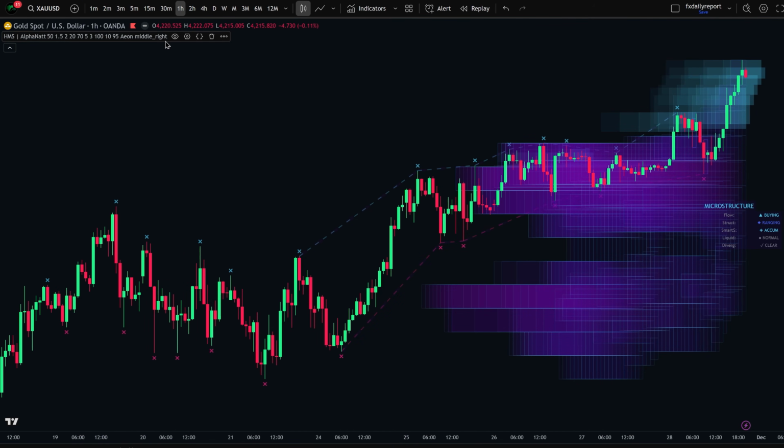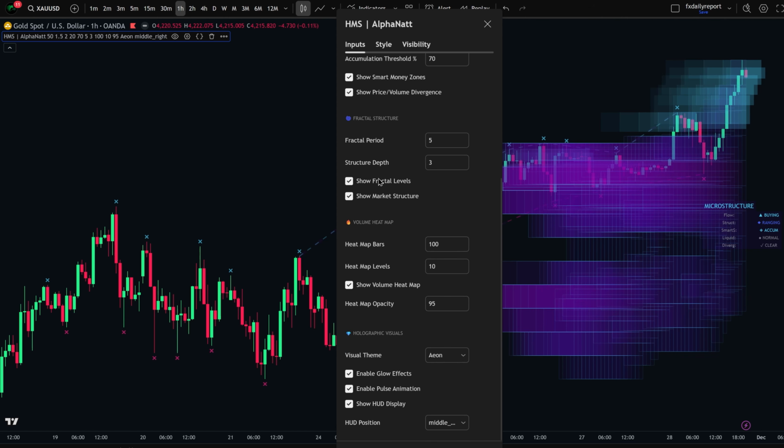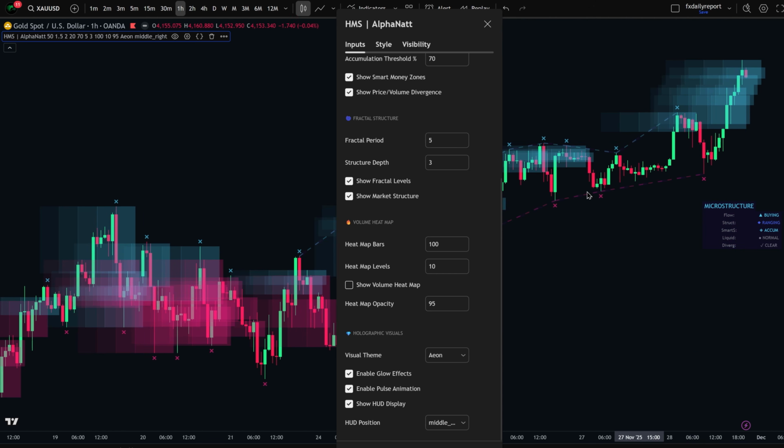So now, let's go into the indicator settings, and we're actually using the default settings here. The first thing you want to do to make your chart cleaner is to turn off Show Liquidity Void. Then, scroll down to where you have Volume Heat Map, and also turn off Show Volume Heat Map. Doing this will immediately make your chart a lot cleaner and easier to read.